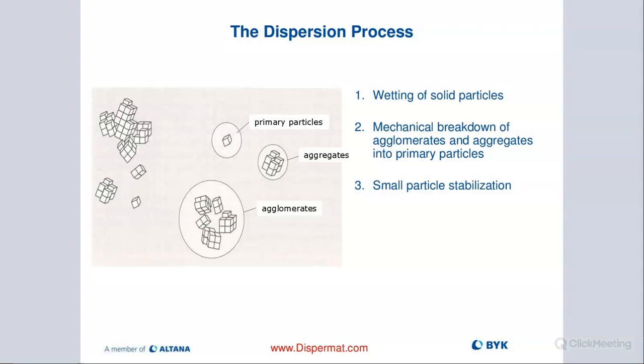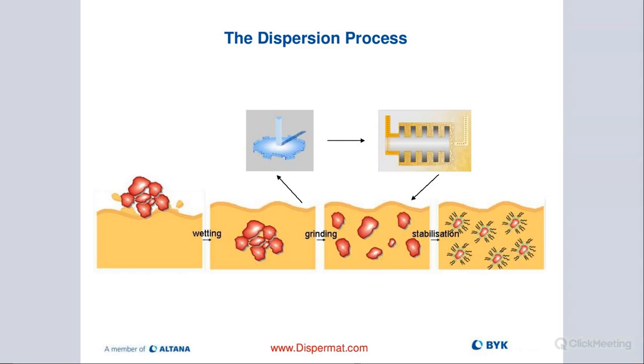When we want to go from the aggregate level down to the primary particle level, the shear forces of our Cowles blade or dissolver are no longer sufficient to break up these aggregates. That's why media milling is the second step in the entire dispersion process and really critical to get us down to that primary particle size. And I can't mention it enough: stabilization of our particles at the end of the milling process is really critical, and the right choice of additive is important.